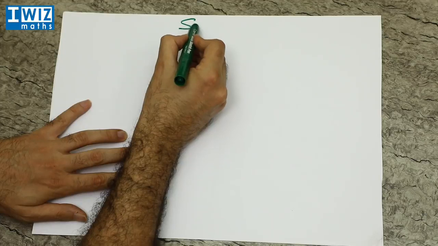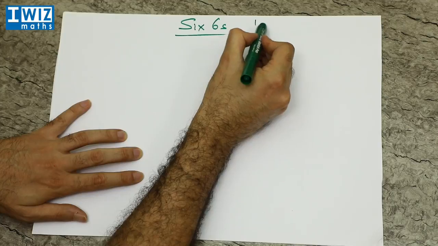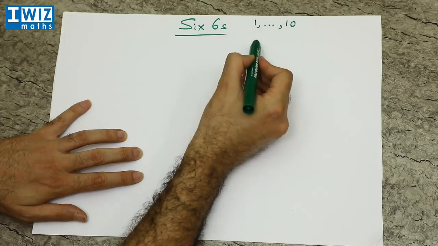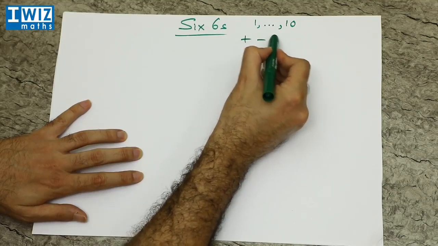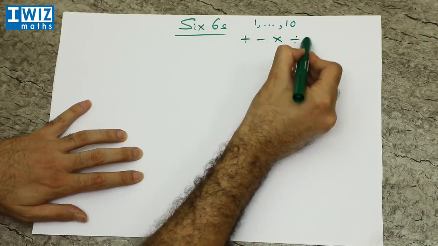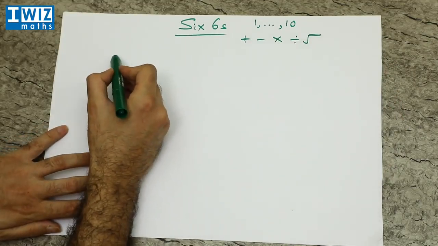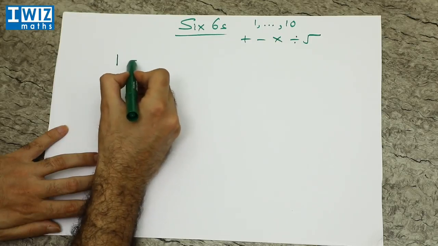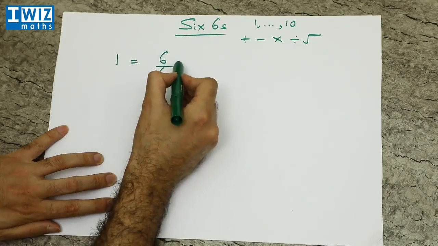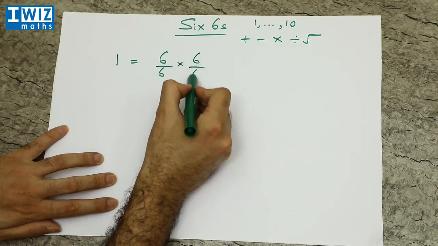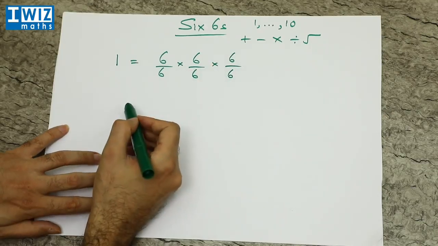The puzzle is 6 sixes and we are expected to get to numbers 1 all the way to 10 using the following math operators, which are plus, minus, multiplication, division and the square root sign. So let's start with 1. 1 can be written as 6 divided by 6 times 6 divided by 6 times 6 divided by 6.